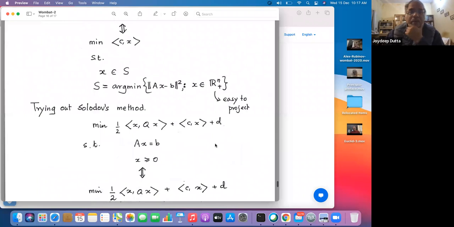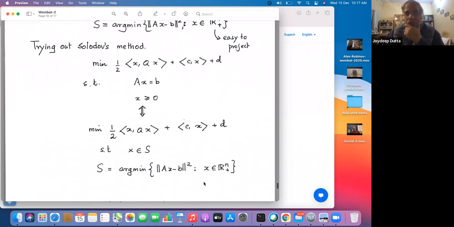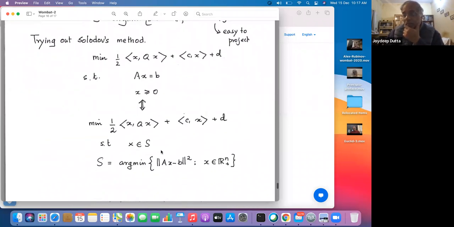Even if you have a quadratic programming problem with linear or affine constraints, then also you can write it as such a problem. And for this problem, maybe Solodov's approach or maybe our approach can work. So that's the interesting thing, that we have a new approach now to solve convex quadratic problems also, once we have linear constraints.